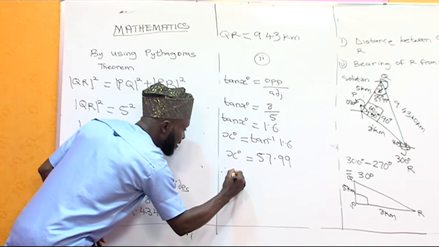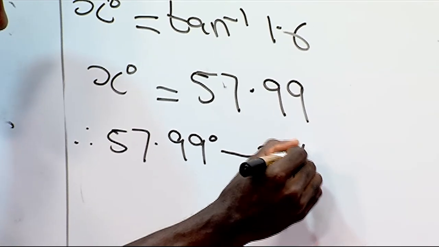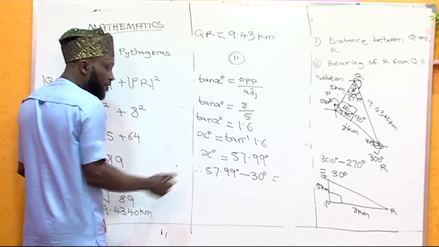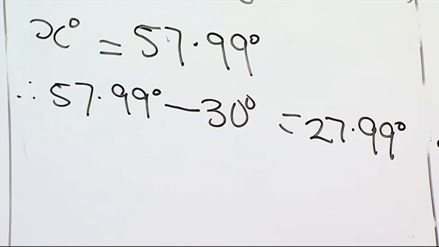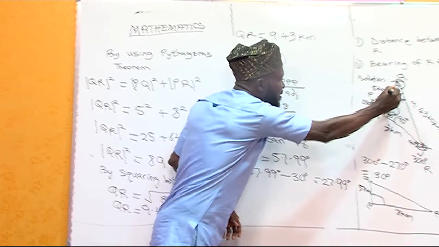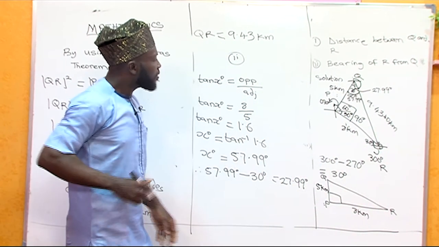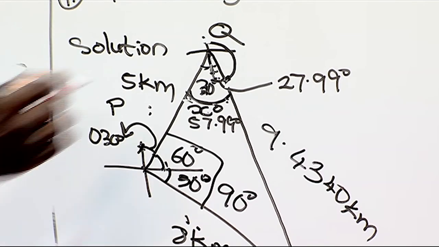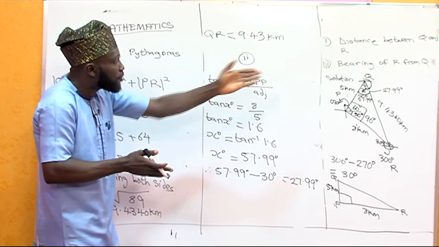therefore, I will have 57.99 degrees minus 30 degrees, which means I want to get this small angle. And when I subtract this from 57.99 degrees, I will have what? 27.99 degrees. Then, which means this my small angle is equal to 27.99 degrees. But remember that we are looking for from this point to this point. All I just need to do is, since I know that from here to this last angle is 180 degrees, then to get the remaining angle, I will just subtract my 27.99 degrees from 180 degrees.